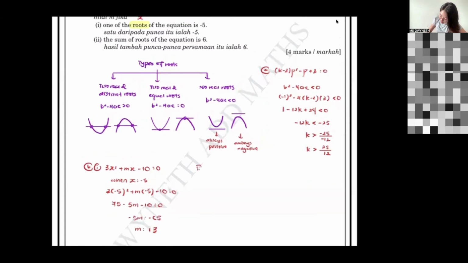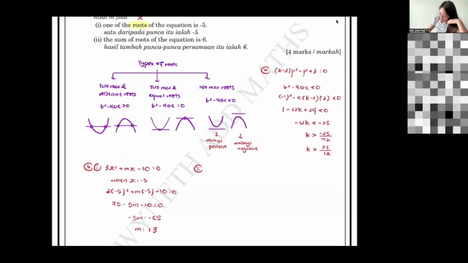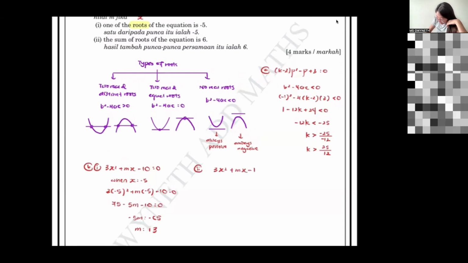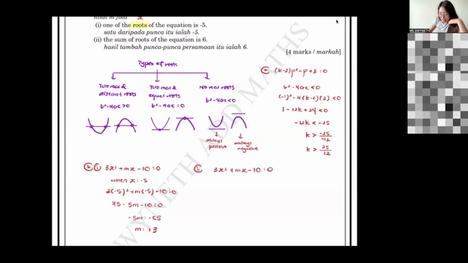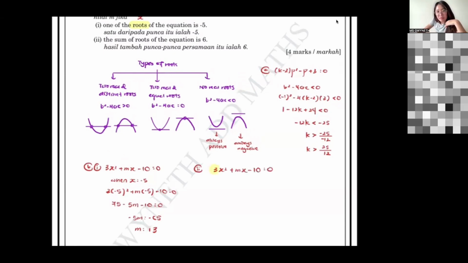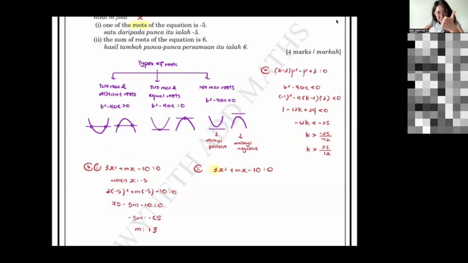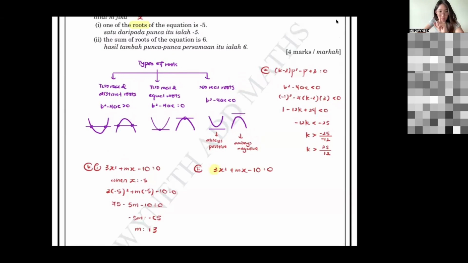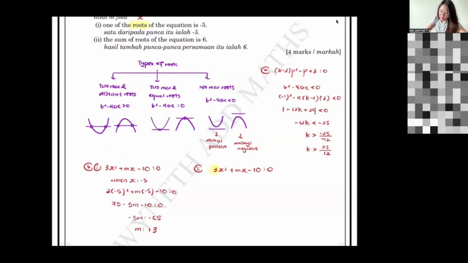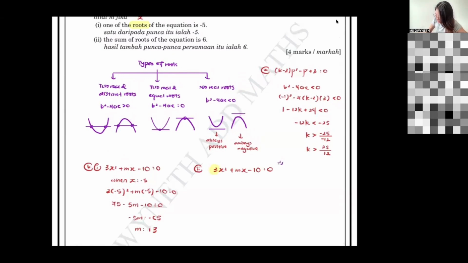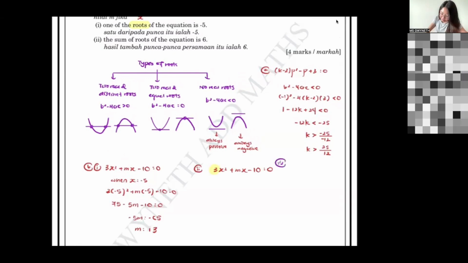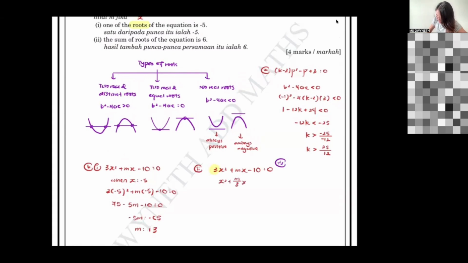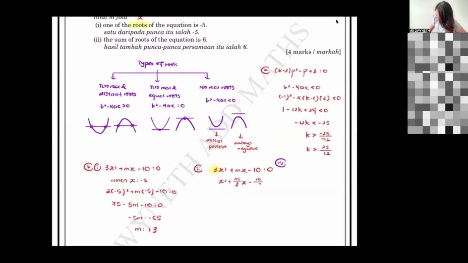Part 2. They say sum of the roots is 6. Now, when we are talking about sum of roots, okay, write down your general form. Again, this is positive 3. The requirement for completing a square, SOR and POR is the same. You must first make 3 a 1. So how do you make 3 a 1? You divide the whole equation by 3. So this becomes x squared plus m over 3 x minus 10 over 3.